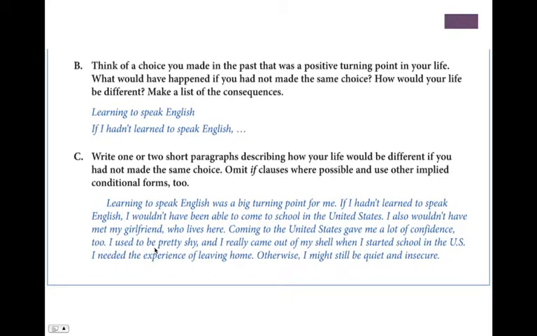I used to be pretty shy. And I really came out of my shell when I started school in the U.S. I needed the experience of leaving home. Otherwise, I might still be quiet and insecure. So you can see this paragraph uses some past unreal conditionals, and it uses some implied conditionals as well.